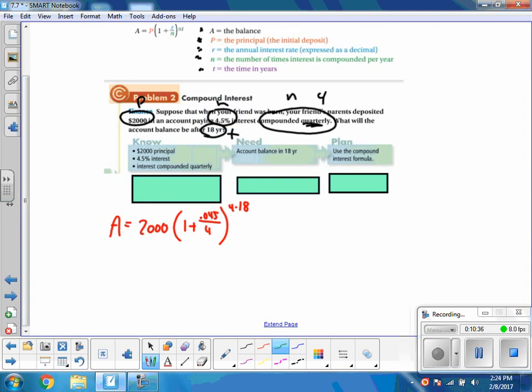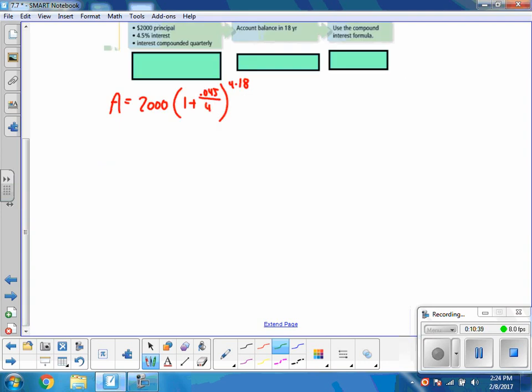All right, I can keep working this out, simplifying this some more, and I do end up with 2,000 times 1 plus that ratio simplified out, which is like 1.0112, and that's all to the 4 times 18, which is the 72nd power. And I keep multiplying, and if I simplify all of this, the total will be about $4,075.53 after 18 years.